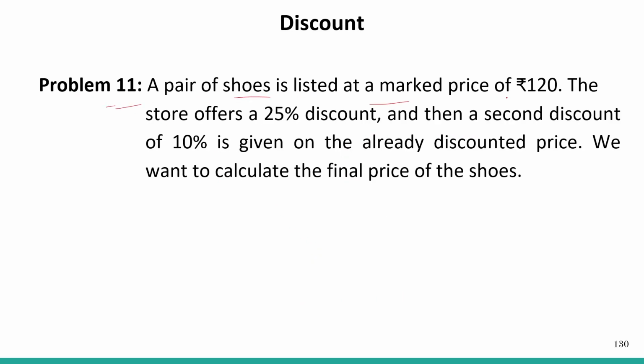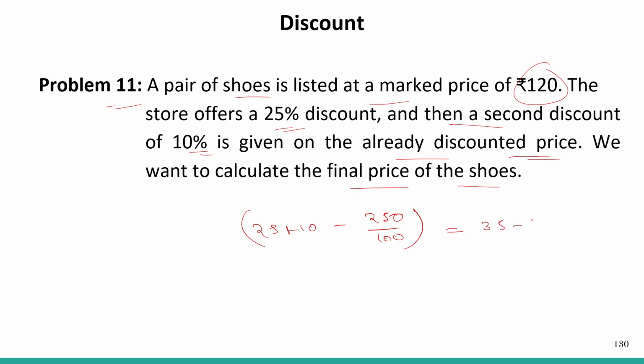A pair of shoes is listed at the market at 120 rupees and the store offers a 25% discount, and then a second discount of 10% is given on the already discounted price. So we want to calculate the final price of the shoe. So let's calculate the equivalent discount percentage. So it will be 25 plus 10 minus 250 by 100. So this is equal to 35 minus 2.5, which is equal to 32.5. Okay, so 32.5% is the equivalent percent after these two successive discounts.